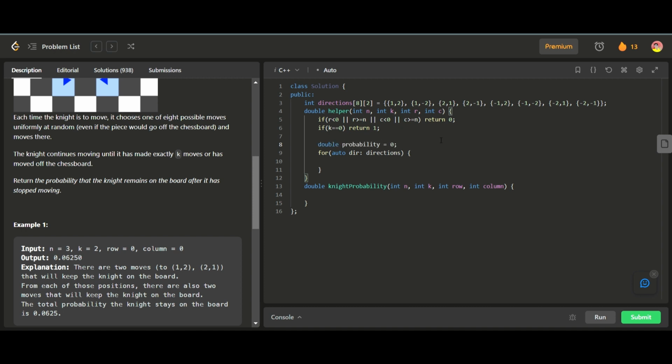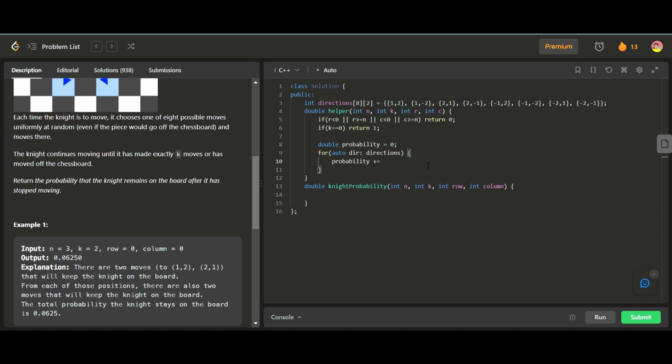0 by default. So for every move, there are 8 moves possible from a current position. If going there is safe, then the probability from that move becomes 1 by 8. And if any move throws the knight outside the chessboard, then the probability from that move becomes 0 by 8. So we will add all these 8 probabilities to get the overall probability of the current position. So I will just keep on adding the probabilities of each of the moves, and that would be divided by 8 because there are 8 possible moves.